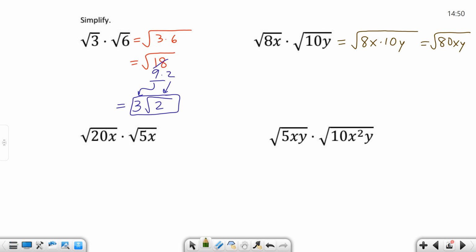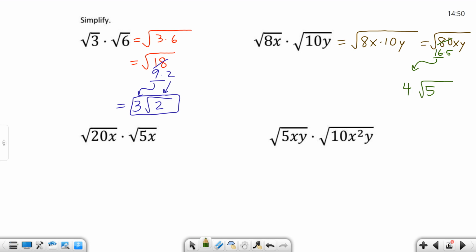9 does not go into 80. 16. What is 16 times 5? 10 times 5 is 50, and 6 times 5 is 30, so 15 is 80. All right, so 16 times 5 here works. The square root of 16 is what? 4. And under my radical, there's a 5.